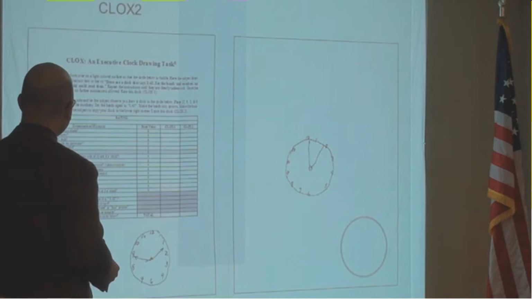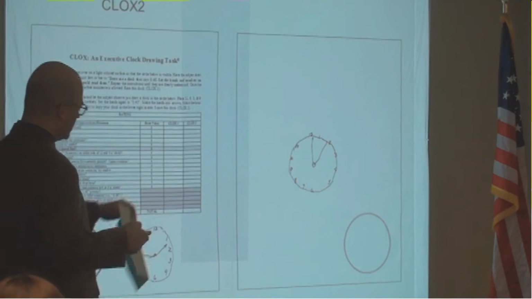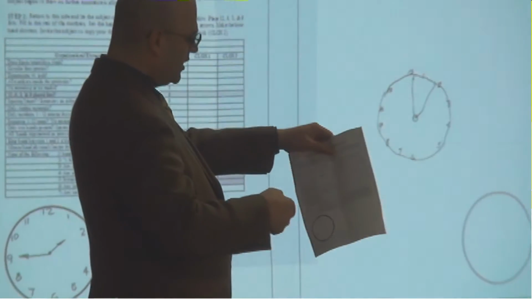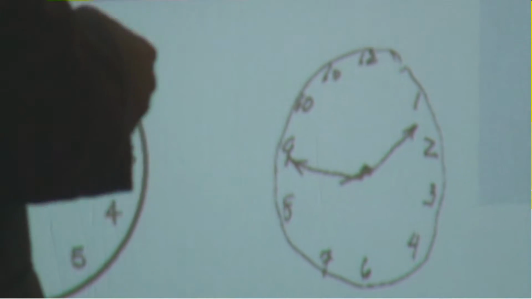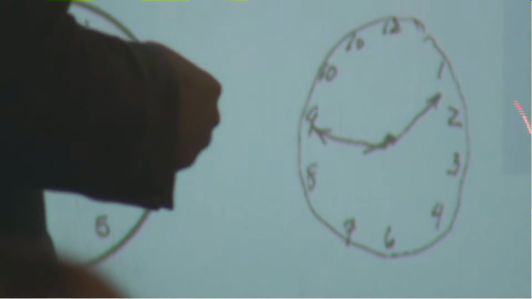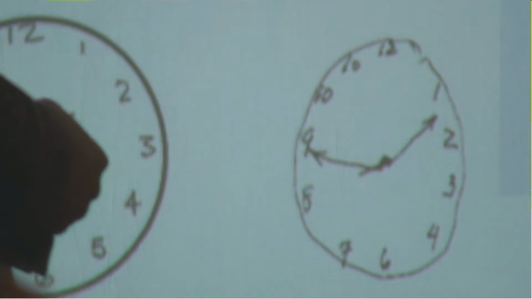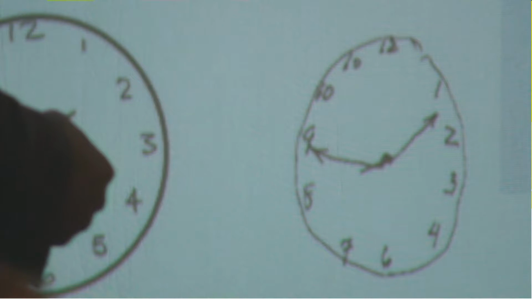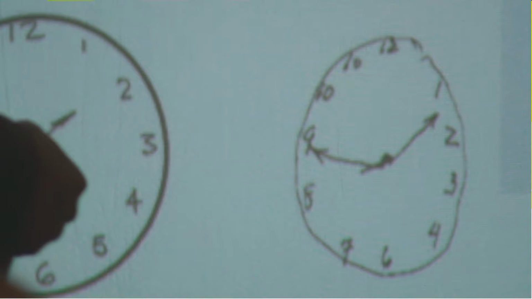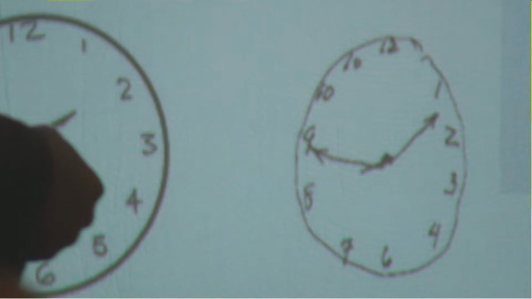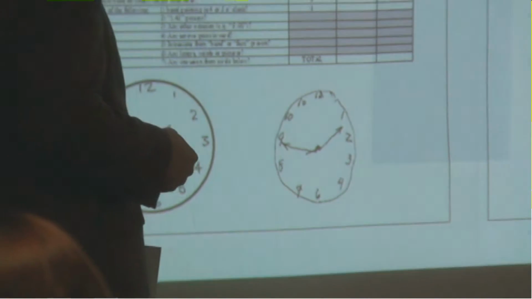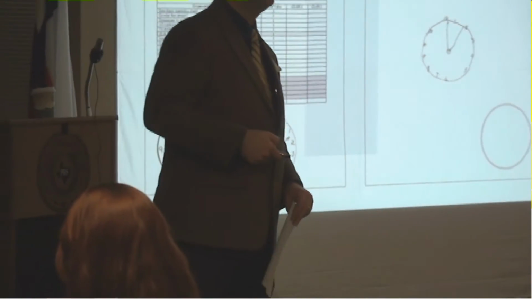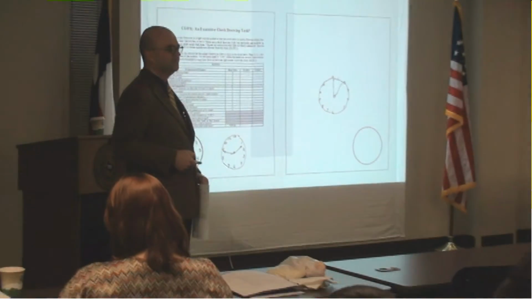Why don't you guys take the time and score clocks 2. Remember, clocks 1 is on the back of the page, and clocks 2 is on the front. Try to do the exercise you already went through here, and try to score this. Pay attention. Tell me, guys, when you're finished.